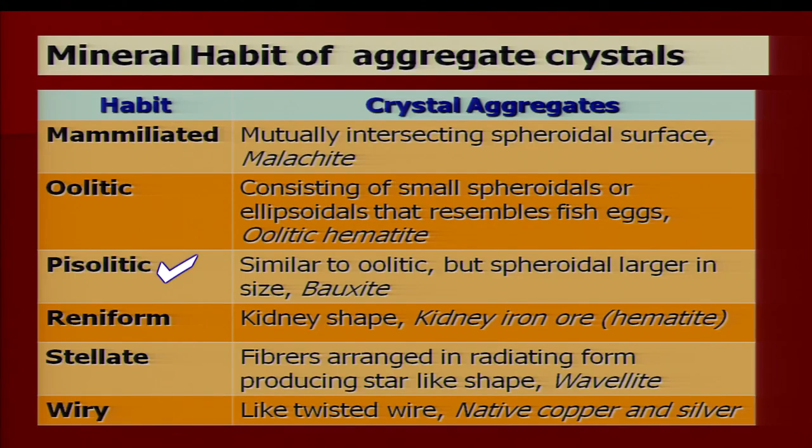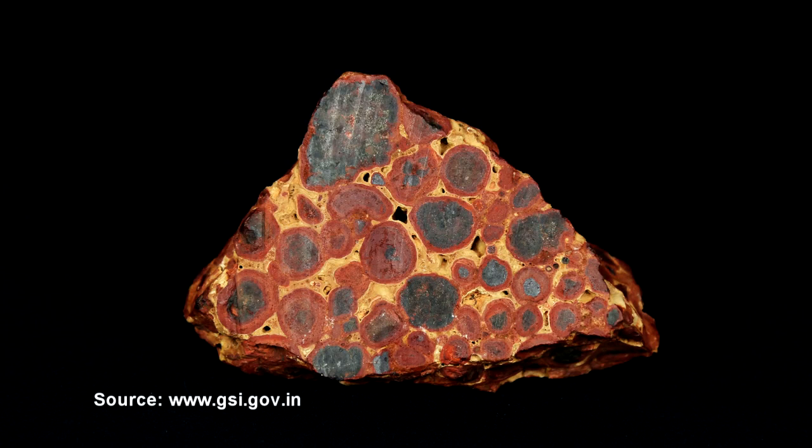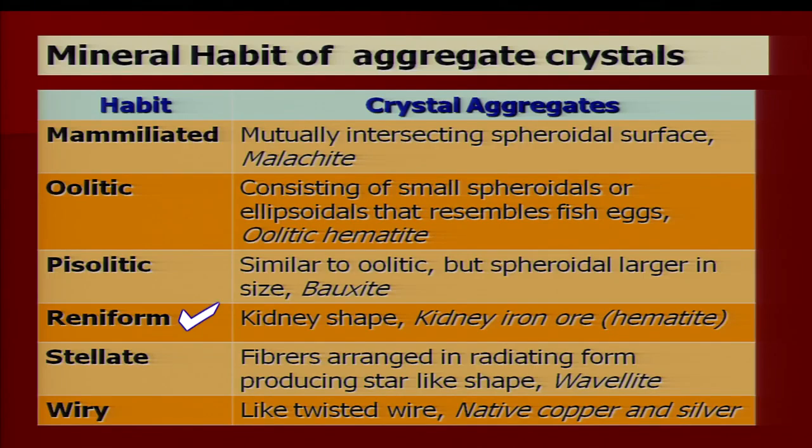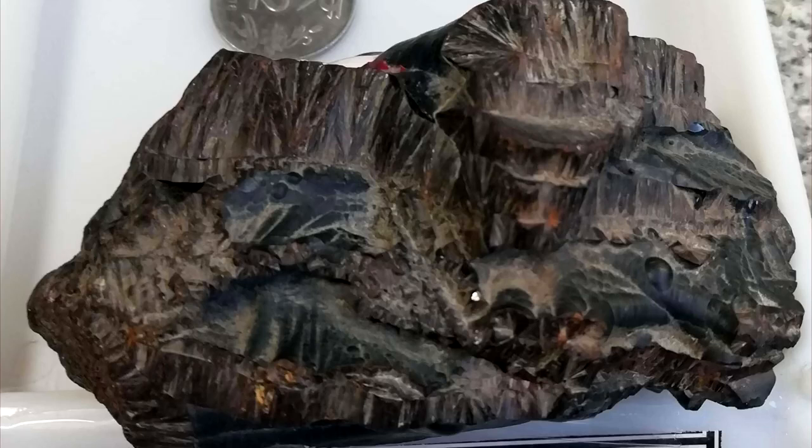Now, pisolitic. What is the difference between oolite and pisolite? Pisolite is also similar to oolite, but there is a difference in size. Size difference is the only difference. Otherwise, pisolite and oolite look more or less similar. What is pisolite? Pisolite is also spheroidal, but larger in size. An example is bauxite. Reniform. Reniform means kidney shaped, just like a kidney.